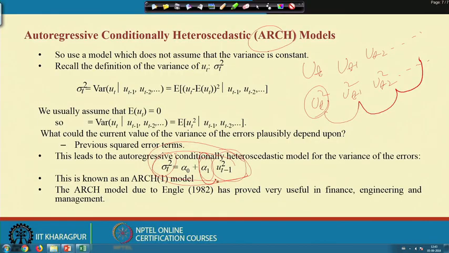So, when we call it ARCH 1, we are simply connecting with the first squared lag error term, that is u square t minus 1. That is the structure, and we would like to check whether the coefficient of this term is statistically significant.